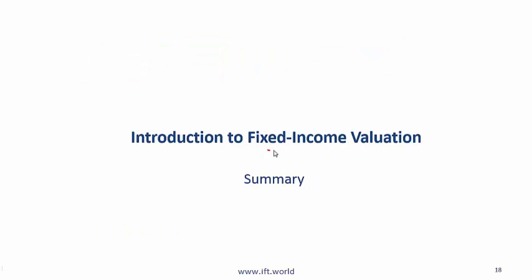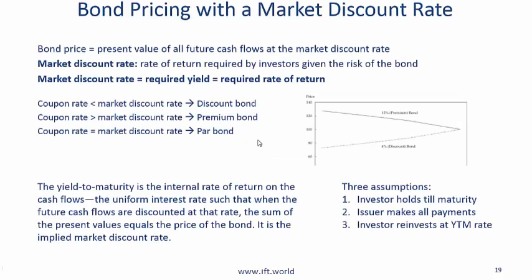We'll now talk about fixed income valuation. Here is the basic point. One way of coming up with the bond price is to take the present value of all future cash flows using the market discount rate. And this is something that you've seen in financial reporting and analysis.